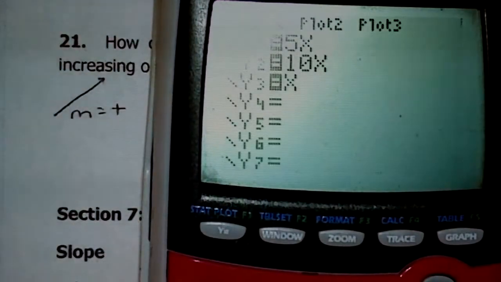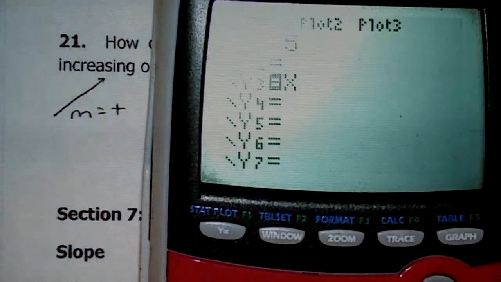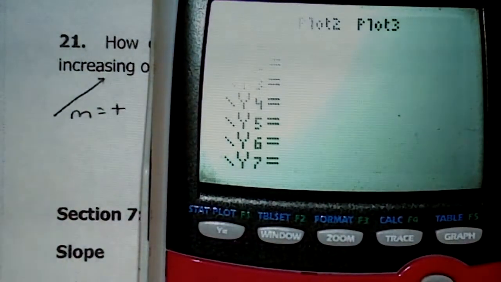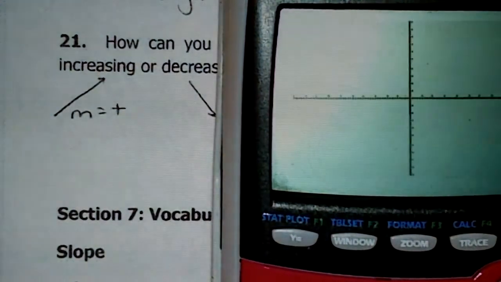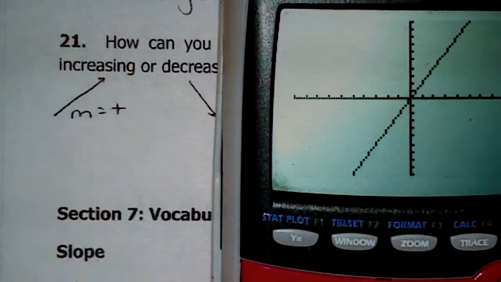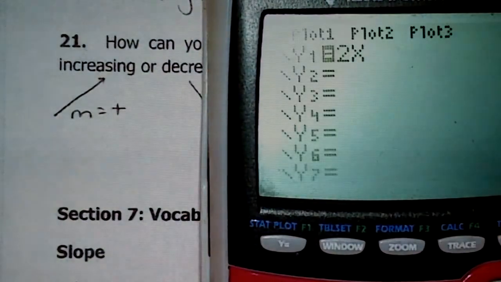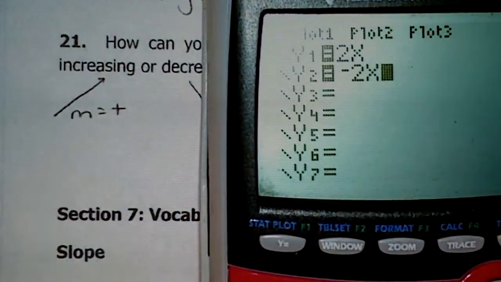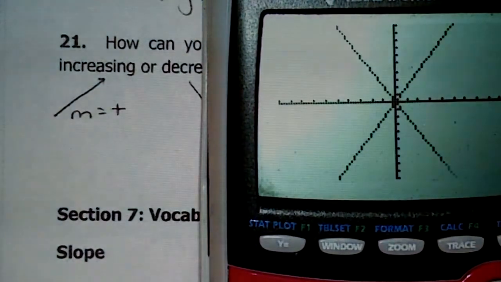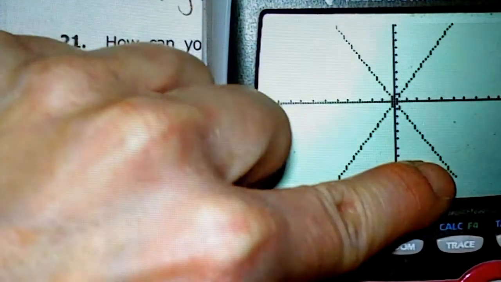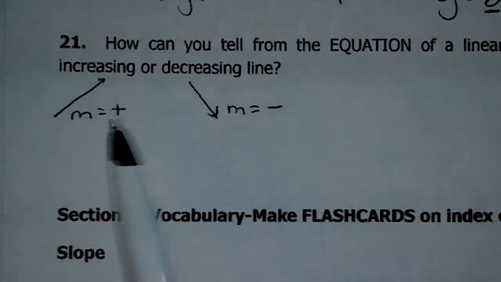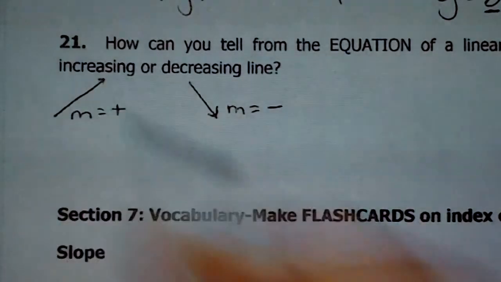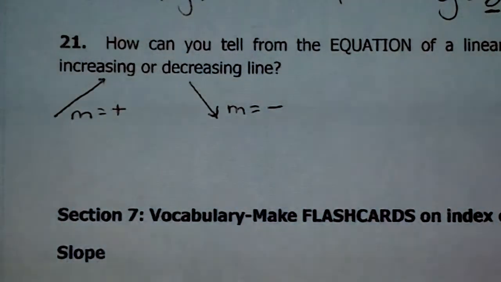For example, let's clear this out. Okay, so let's just say I have y equals 2x. That's a positive slope, right? I hit graph. That line's going up. If I typed in a negative 2x, there was 2x, negative 2x goes down. So again, nothing to do with the b, everything to do with the m. If it has a positive slope, the line's going to be increasing. If it has a negative slope, the line's going to be decreasing.